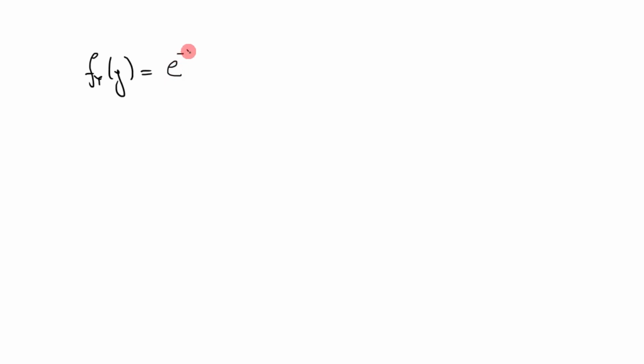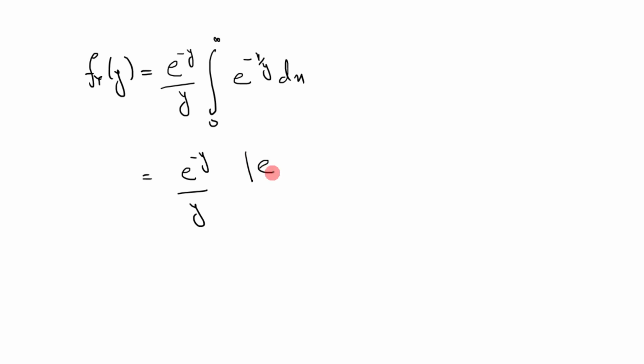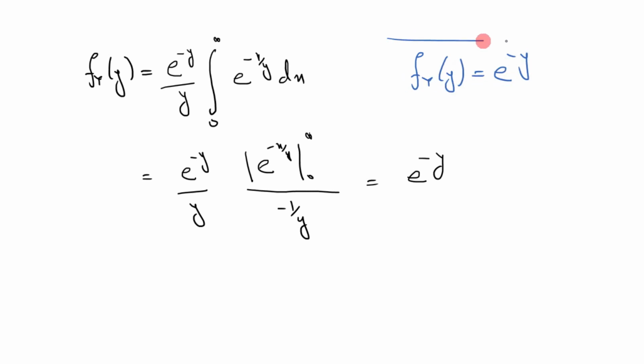So this is equal to e raised to power minus y divided by y, times the integral from 0 to infinity of e raised to power minus x over y dx. It will be equal to e raised to power minus y over y, times e raised to power minus x over y from 0 to infinity, divided by minus 1 over y, and it will be equal to e raised to power minus y. So our marginal density function of y is equal to e raised to power minus y.